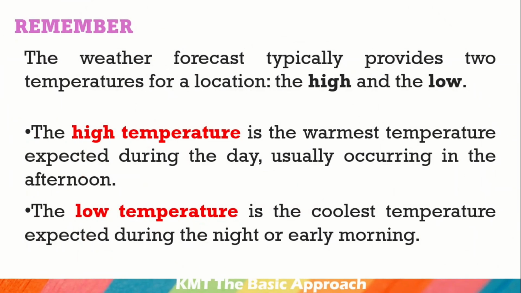Kids, remember, the weather forecast typically provides two temperatures for a location, the high and the low. The high temperature is the warmest temperature expected during the day, usually occurring in the afternoon. The low temperature is the coolest temperature expected during the night or early morning.